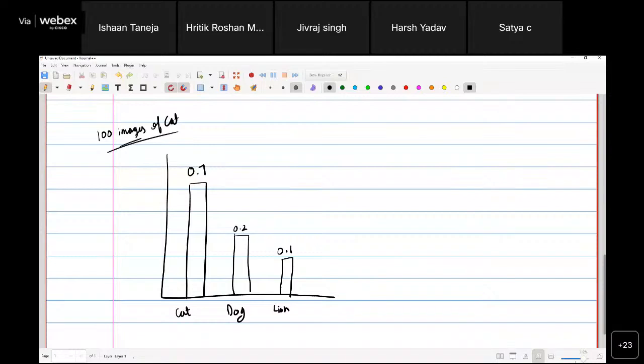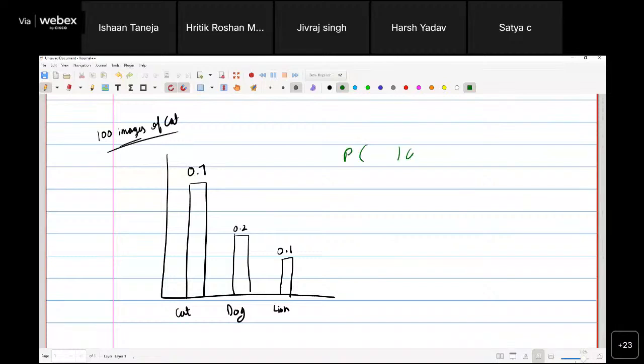So, correct prediction, not correct prediction. If you have 100 images of cat, and you show any image to that model, these are the chances of the model predicting cat, dog, and lion by visualizing that image. So this is conditional probability.